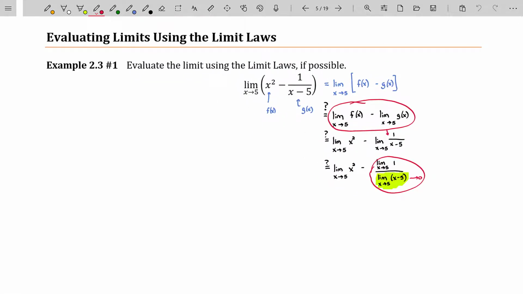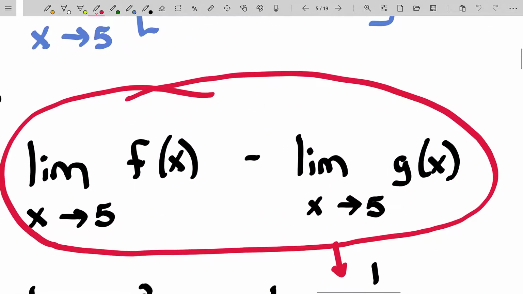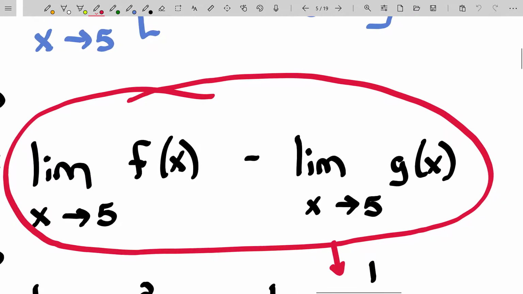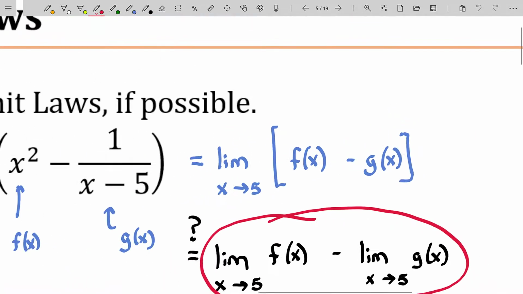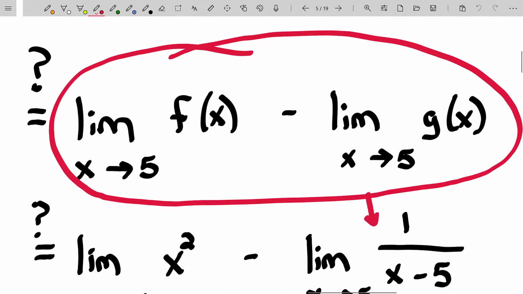Just as a heads up, if you try to break up a limit and use the limit laws, always check to see that the component limits that you've broken things into exist. If they don't exist and they're not finite, then all bets are off. You have to glue everything back together and start at the beginning. That's going to be a theme in calculus. You're always allowed to try to split a limit, but the moment that you find out that one of those splits is not finite and not infinite, that's when you have to go back to the drawing board.